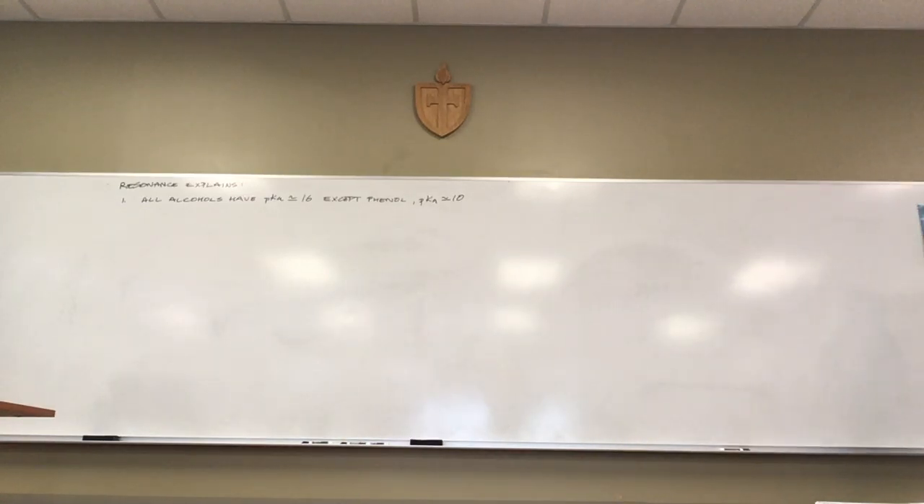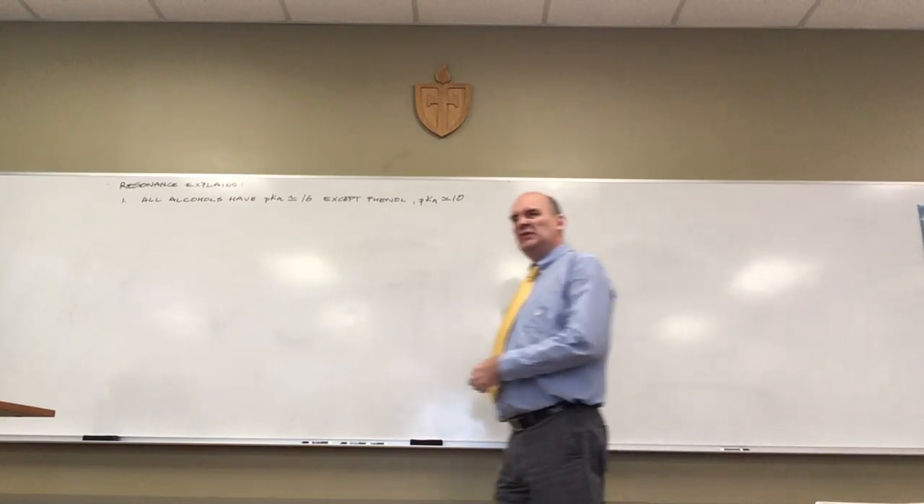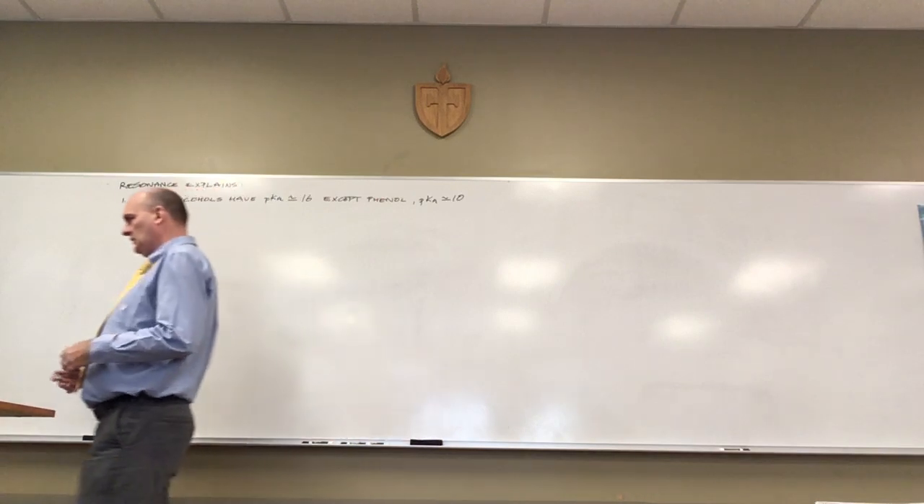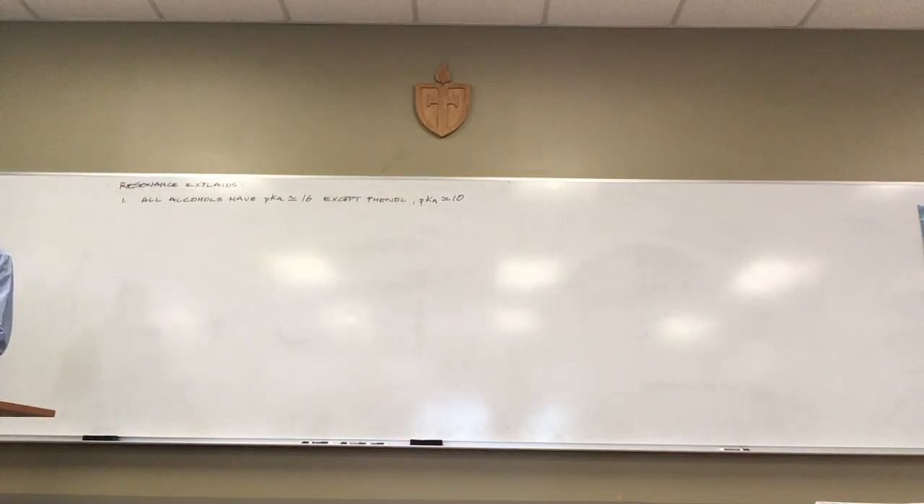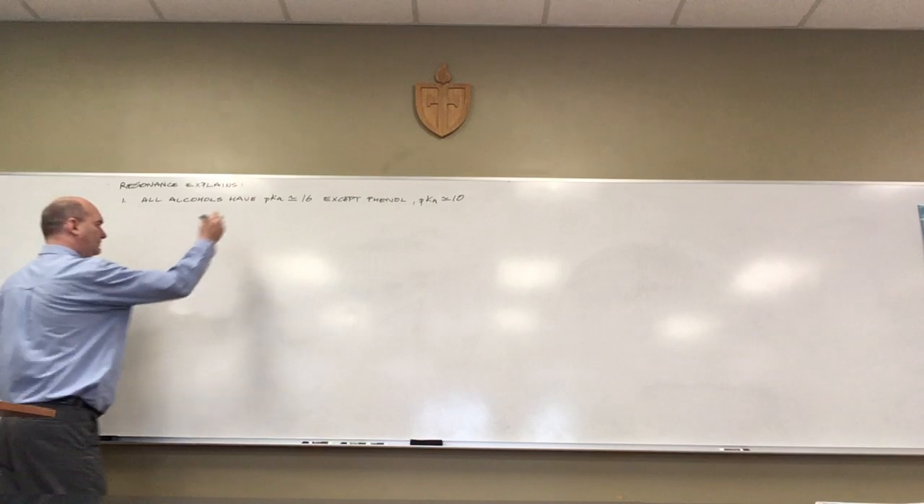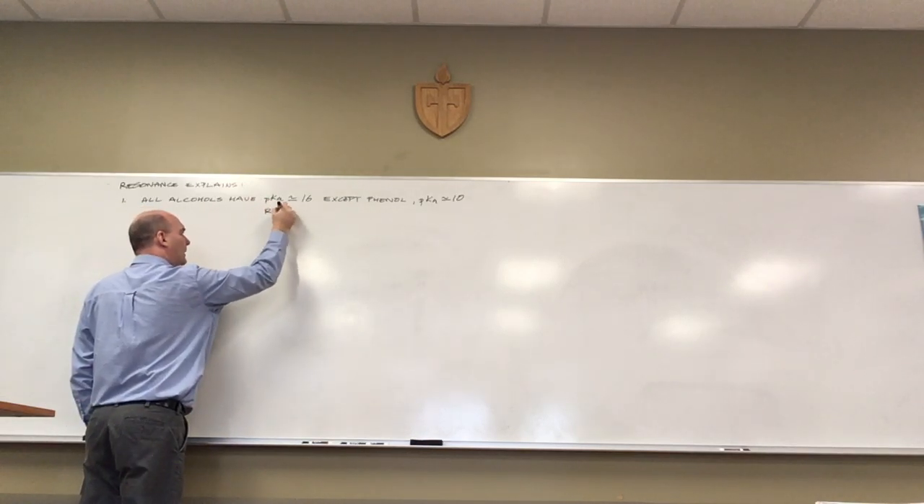All alcohols have the same pKa. They have a pKa of about 16. 15.7, 15.6, 15.8 seems about normal for an alcohol. But phenol is different.